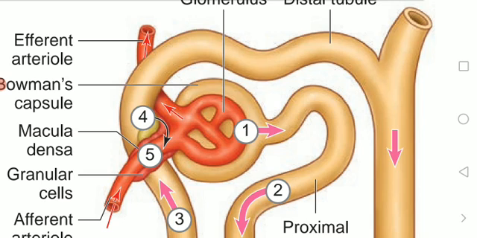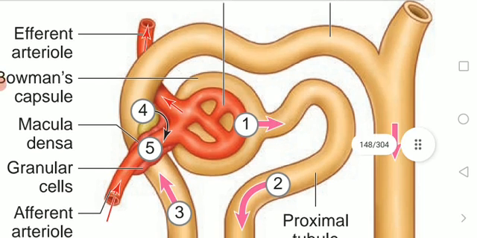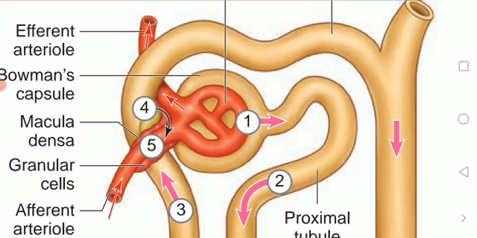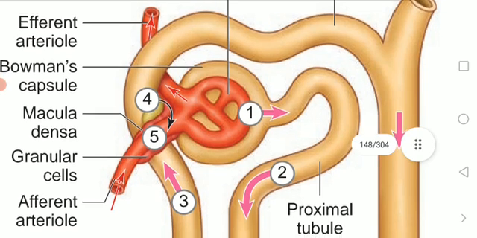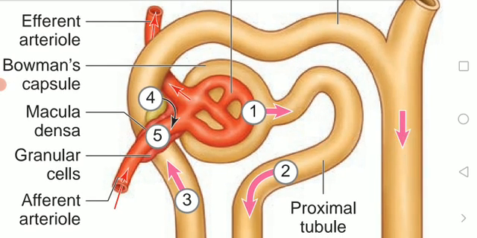The glomerular membrane has a large surface area and is more permeable to water. Permeable means what? The water can pass through. That is what we call permeable. And small molecules present in plasma can also pass through.